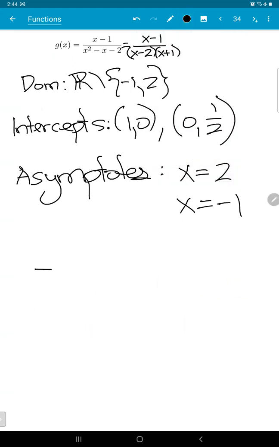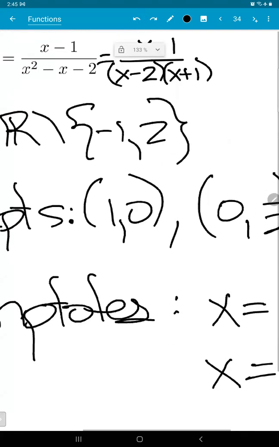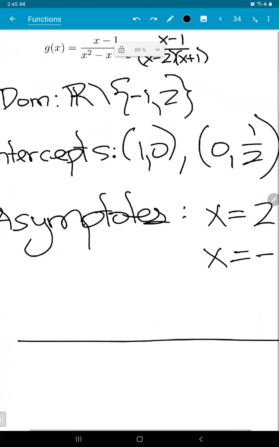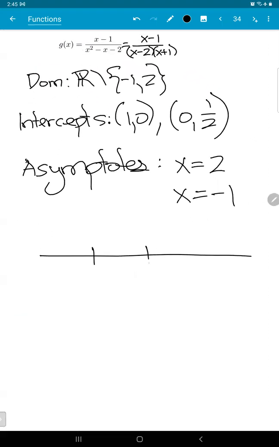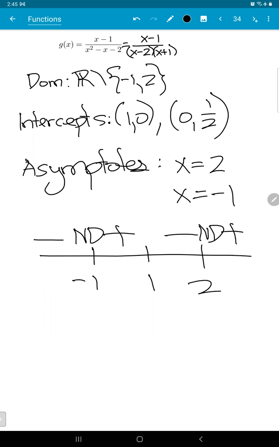And sign chart, bigay ko na. So kunin mo lang lahat ng zeros. Tatlo yan. And then test numbers. Don't forget the zeros and NDs. There.